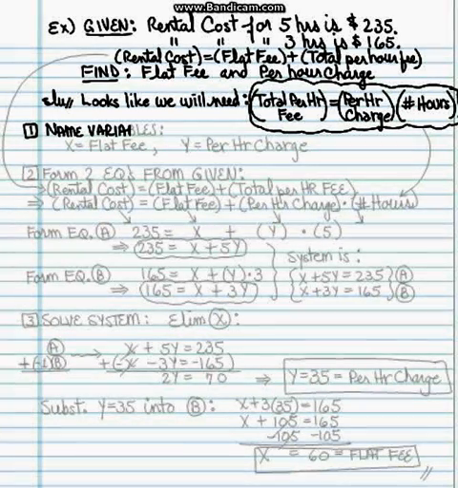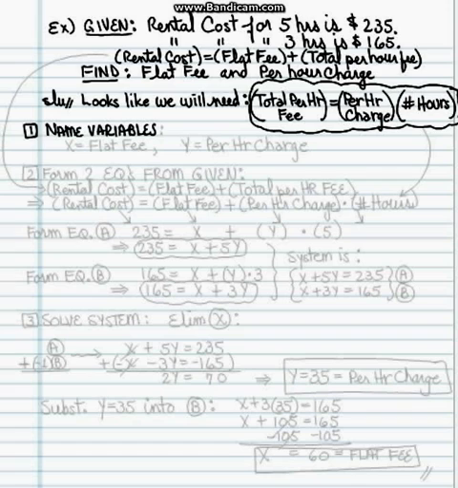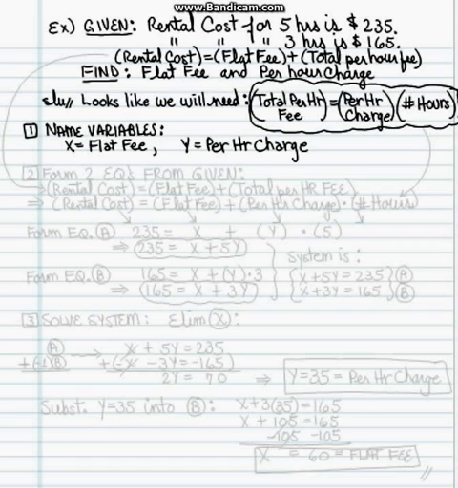Okay, step one. Let's name the variables. Let's name x equals the flat fee. And let's name y equals the per hour charge. Step 2 is a hard step. Form two equations from the given information.